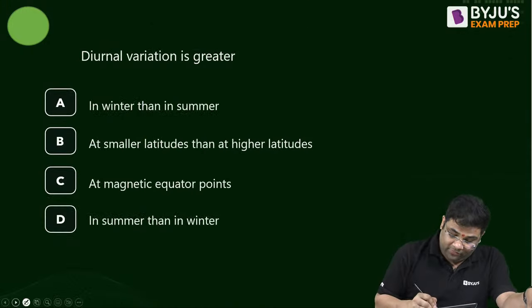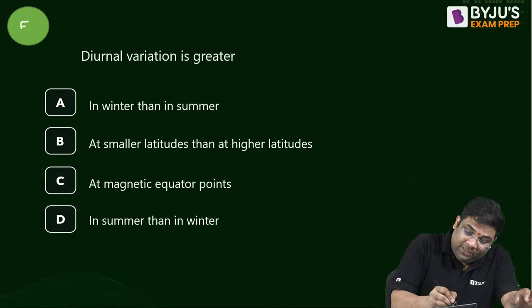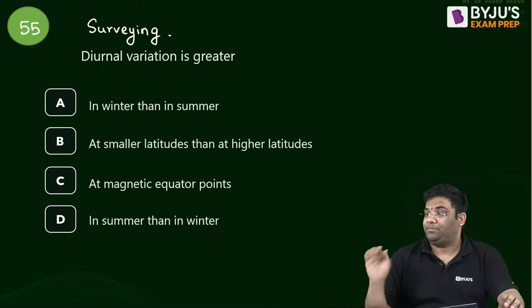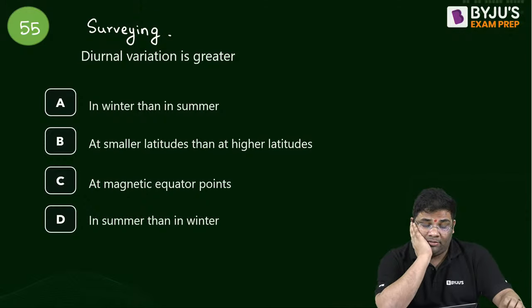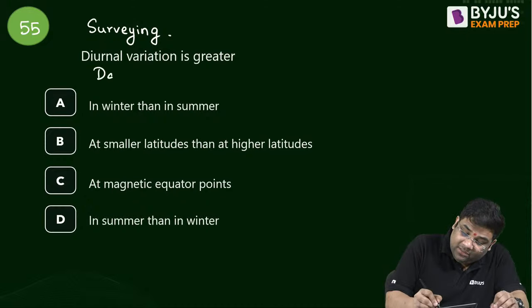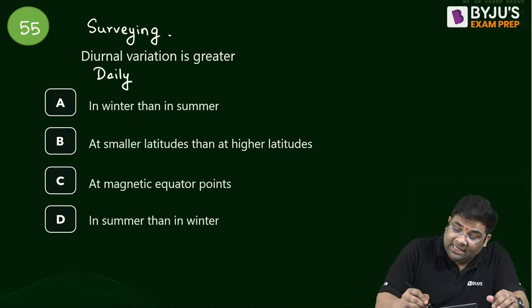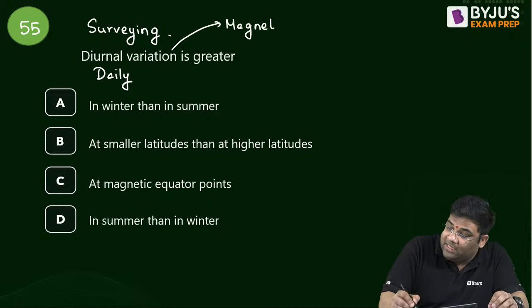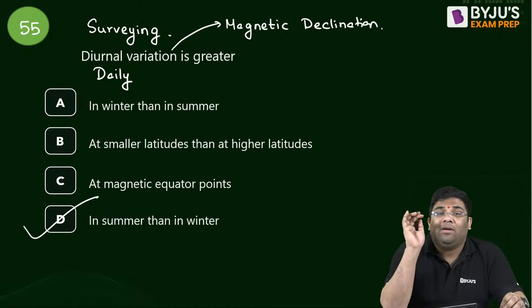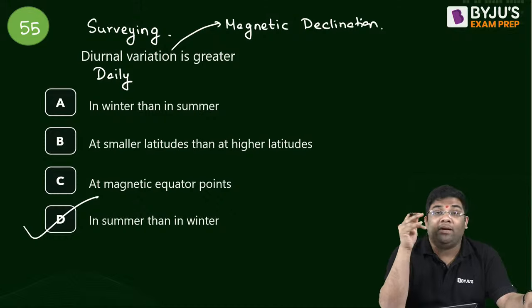Let's go to the next question, 55. Straightforward surveying theory. Please answer this question. Diurnal means what? The daily variation. Yes. Where do we get this? The daily variation we get in what? Magnetic declination, right? What is the right answer? The answer is summer, right? We get more in summer, we get more in day, and we get more in poles.